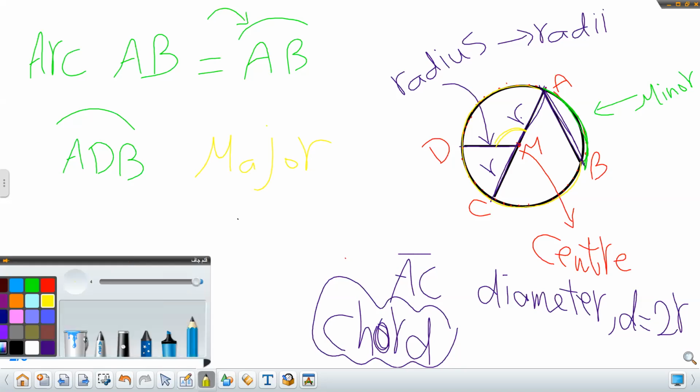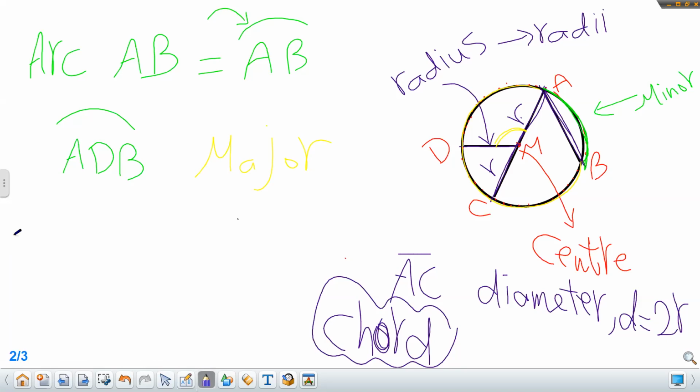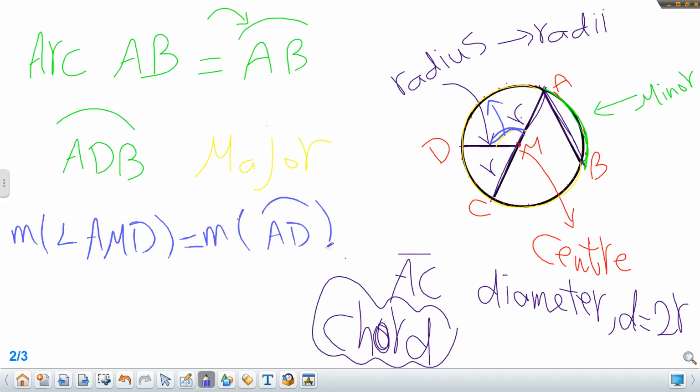This angle is a central angle. The measure of a central angle equals the measure of the opposite arc. So we can say the measure of angle AMD equals the measure of arc AD.